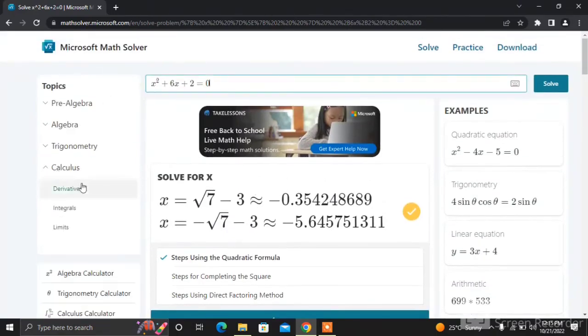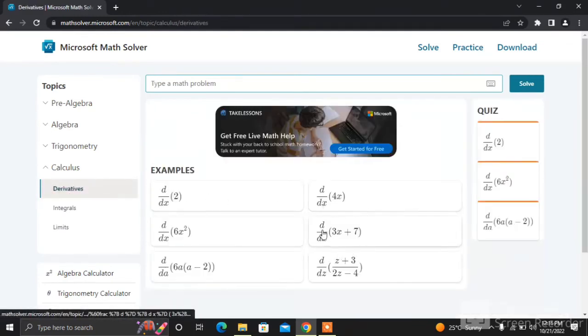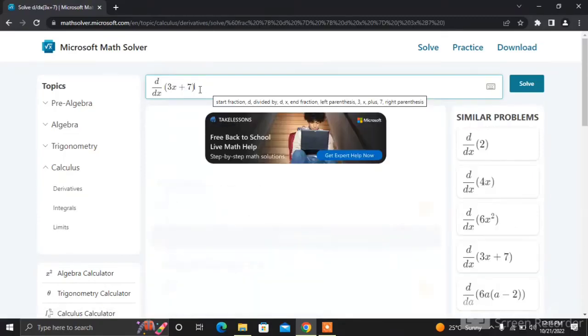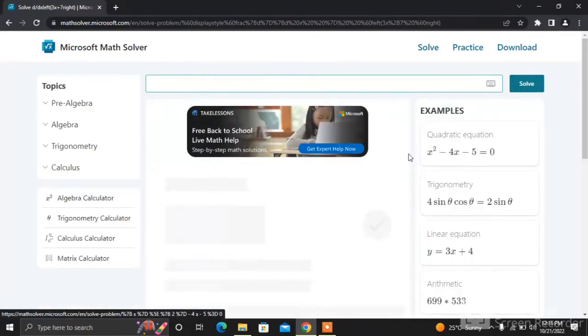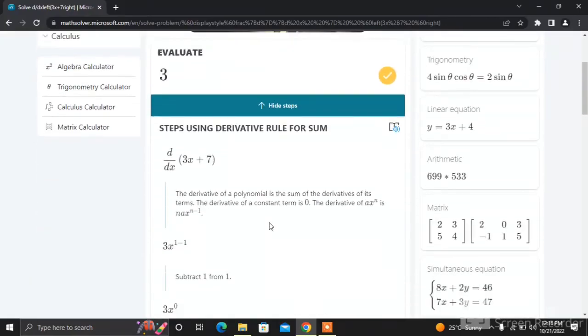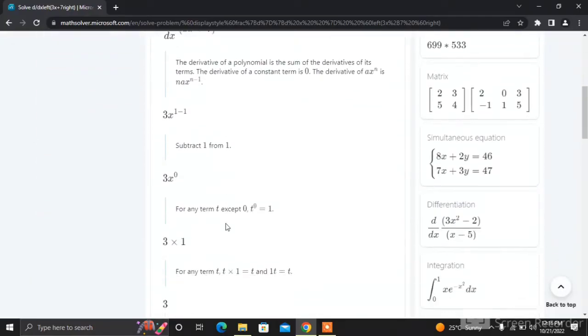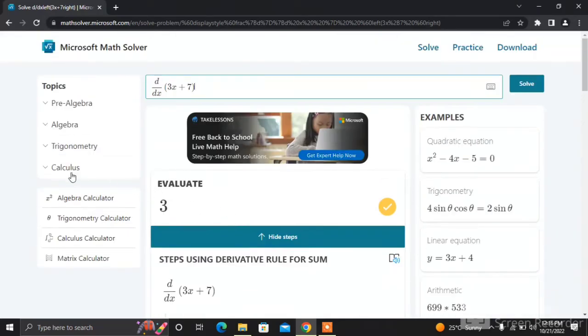You can also solve your calculus derivatives. For example, I will click calculus. Let me click this example, and when you will click this example, this will be shown in front of you. You can type your own example as well, or your own question as per your requirement and according to your field. So click this solve option, and it will take 2 to 3 seconds, and the option is view solution steps. Here it will show you the solution steps, and it will show the final answer. So this was related to calculus.